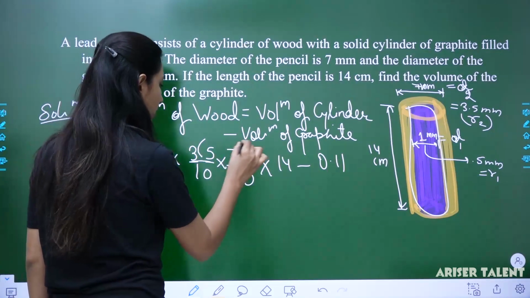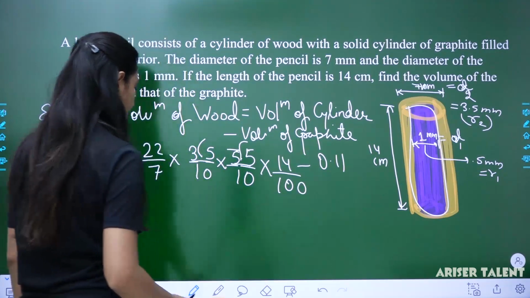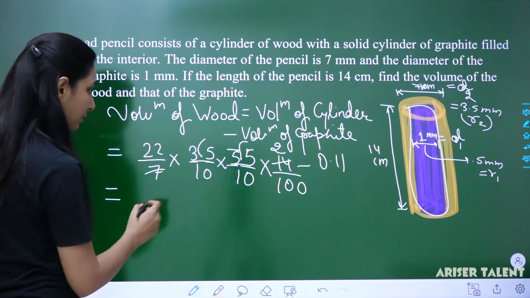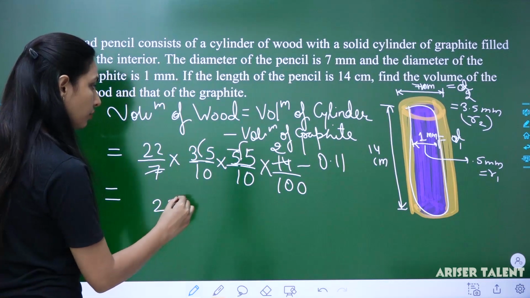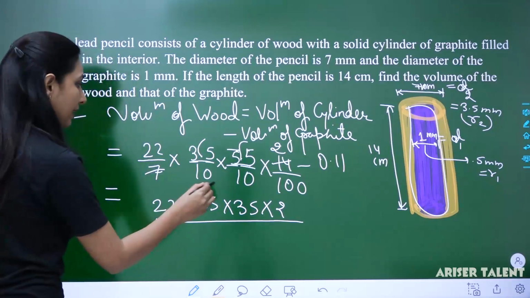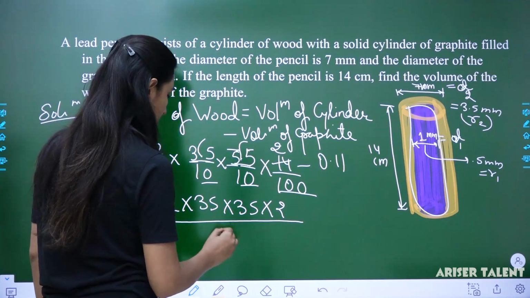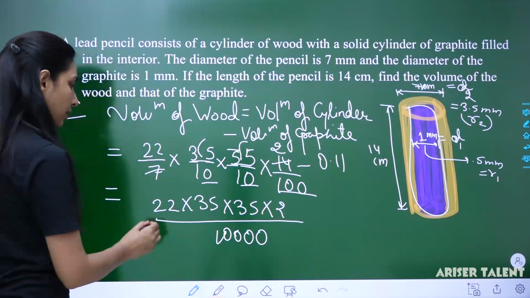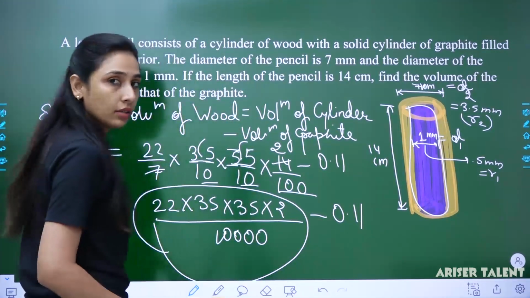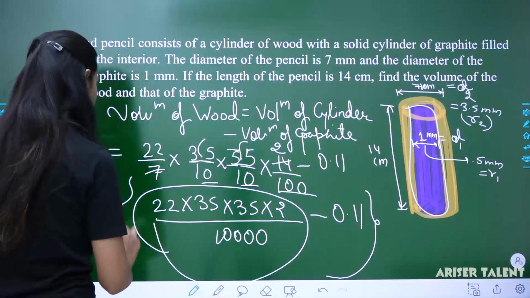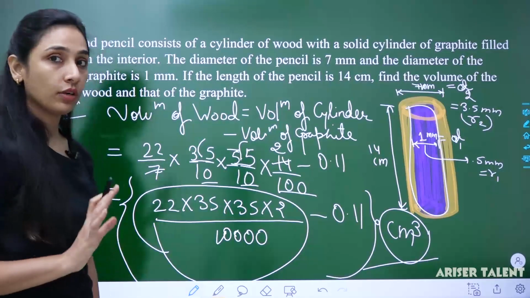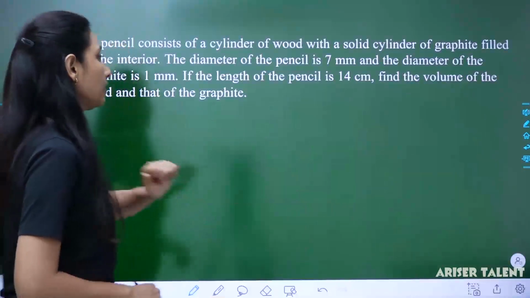Remove the zeros here. 1 and 2. Now 2 times. So you will be given with 22 multiplied by 35 multiplied by 35 multiplied by 2, and here we will be getting 1, 2, 3, 4. So calculate it. Whatever value comes, minus 0.11. The complete number, in centimeter cubes, will be the volume of wood. Understood this thing?